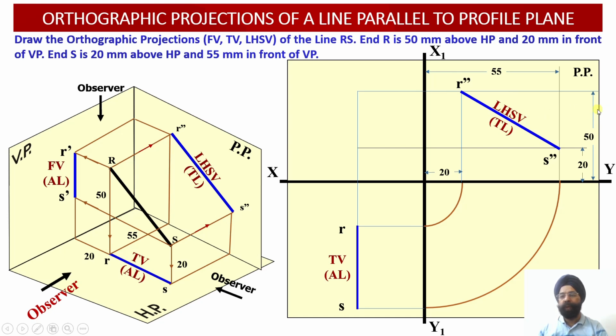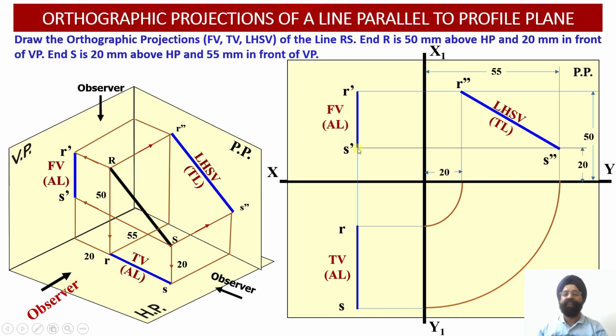Whenever the observer looks at this line from the front side, this point R double dash will be projected over here as R dash. Similarly, point S double dash from the profile plane, or the side view, will be projected over here as point S dash. So point R dash and point S dash have been obtained, and the moment we obtain them, we have achieved the front view apparent length projection of this line.